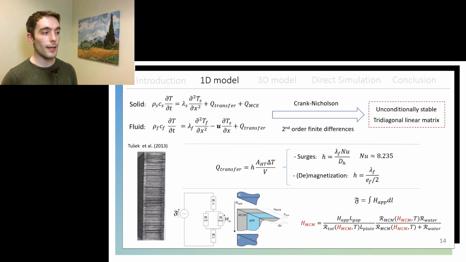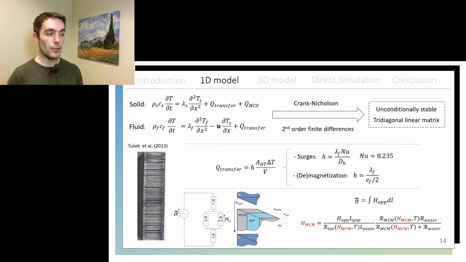And so I discretized the partial differential equations you see on the left corner by the Crank-Nicolson finite difference scheme, which is second-order accurate and unconditionally stable. And this particular set of equations gave me a tridiagonal linear matrix to be solved, which is great because it can be solved through a direct method.